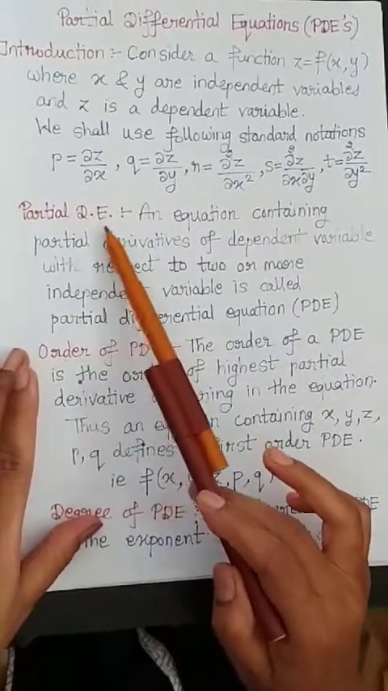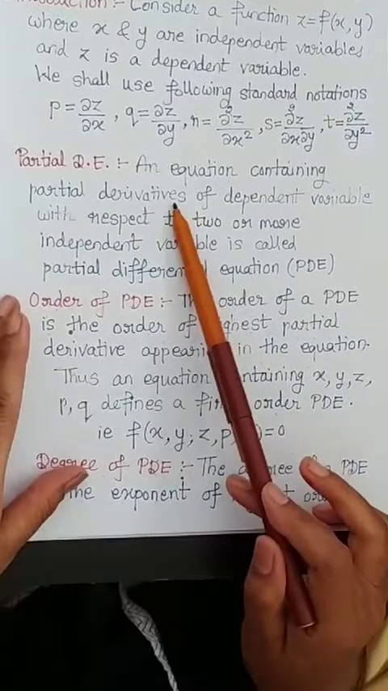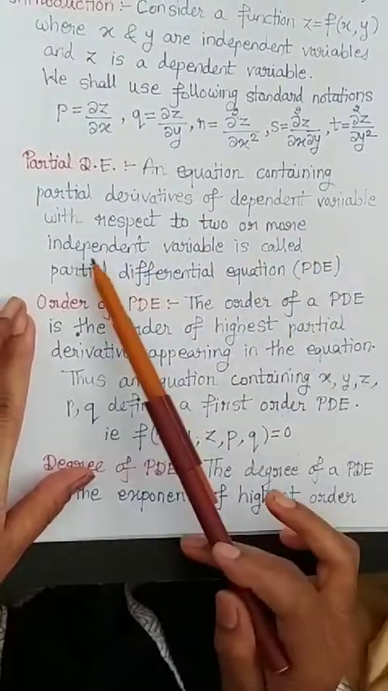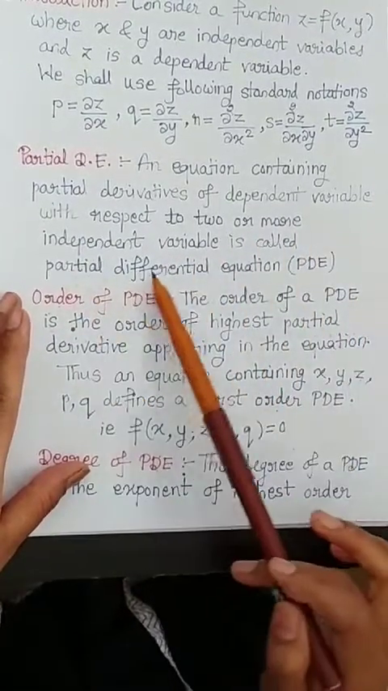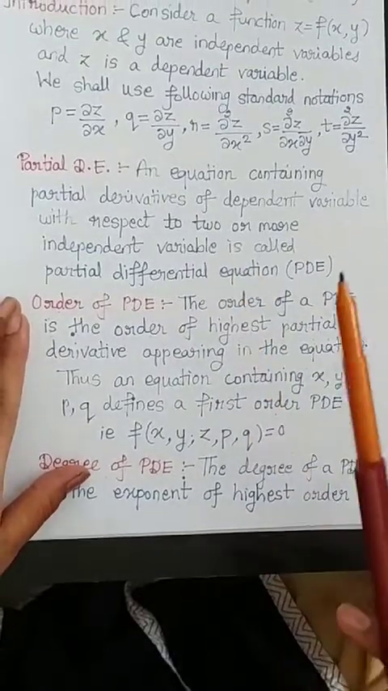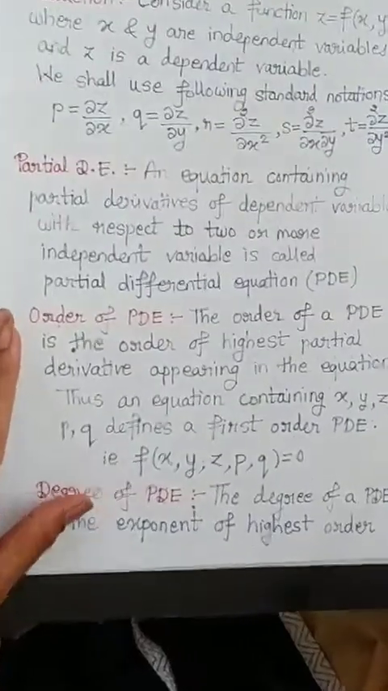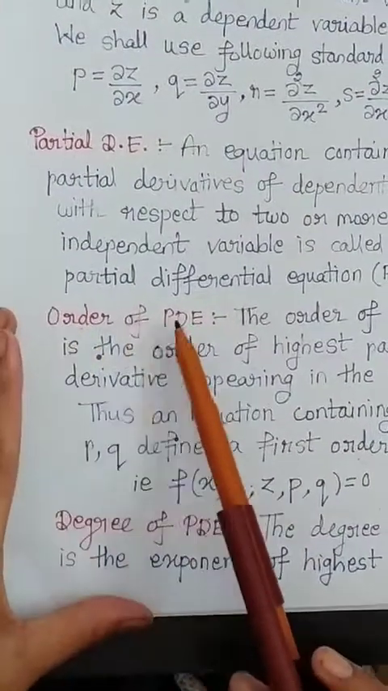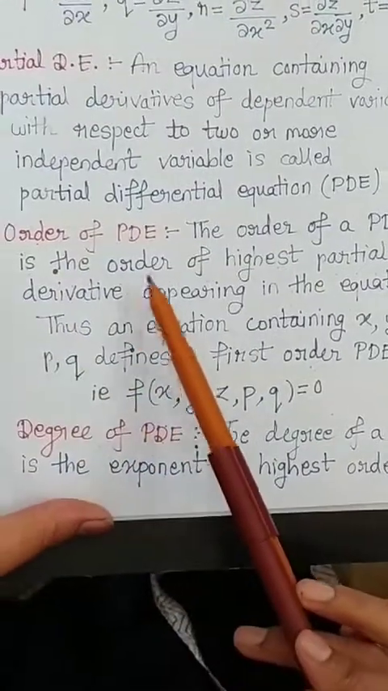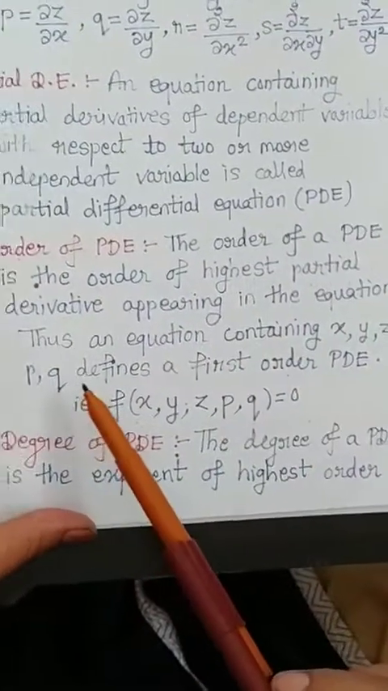What is partial differential equation? An equation containing partial derivatives of dependent variables with respect to two or more independent variables is called a partial differential equation, or simply, a differential equation containing partial derivatives is called a partial differential equation. Now next, what is meant by the order of the differential equation? The order of a differential equation is nothing but the order of the highest partial derivative appearing in the equation.